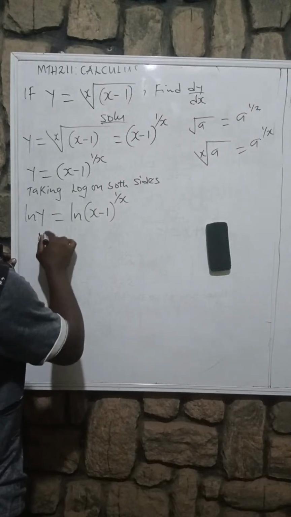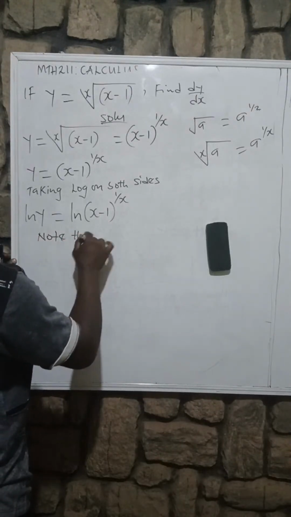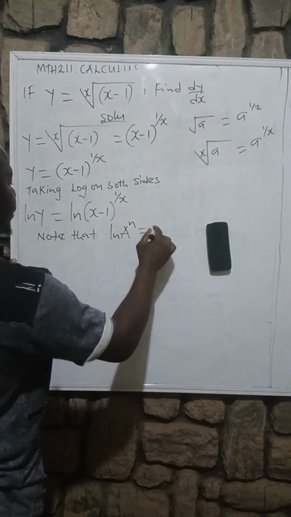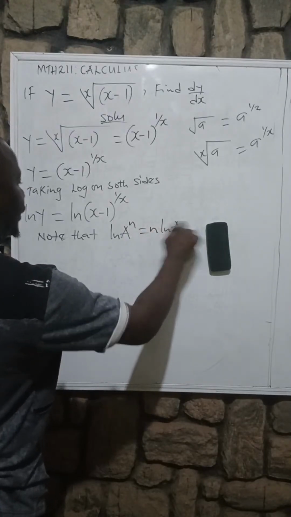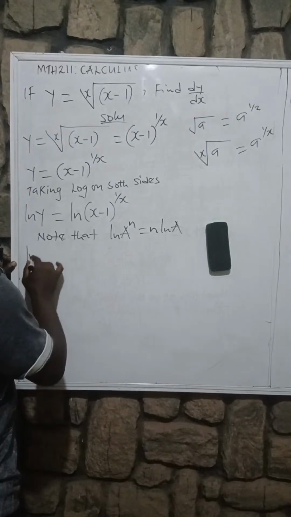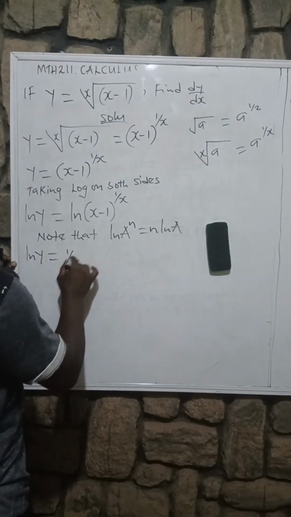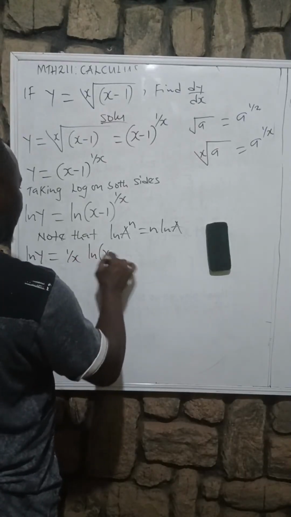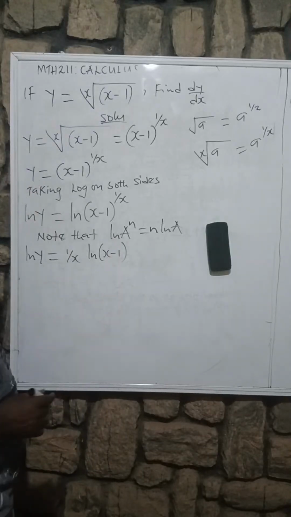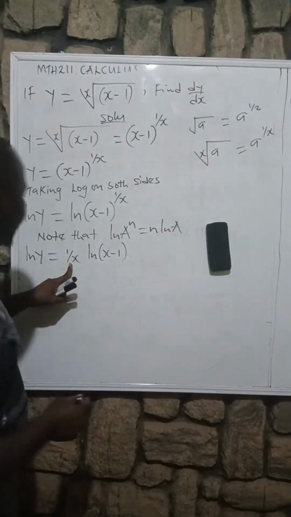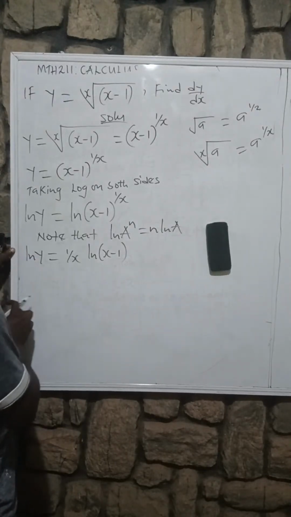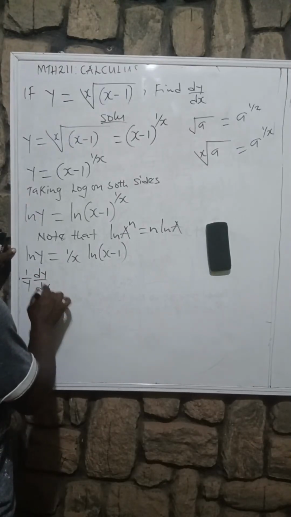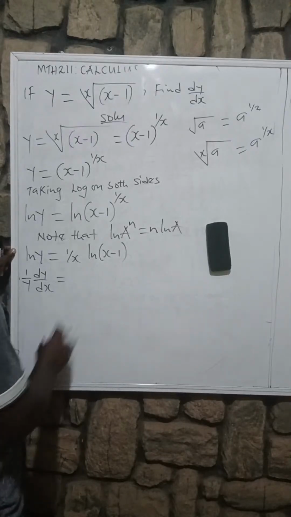We now write that, note that ln of a raised to the power n is the same as what? n ln a, right? Okay, so ln y will be equal to 1 all over x times ln of (x minus 1). True or false? So this is a product rule. We use product rule. Differentiate the left hand side, 1 all over y dy all over dx.